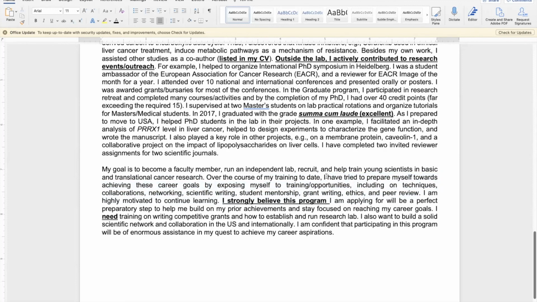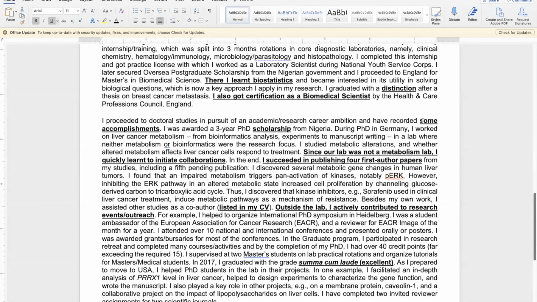But note the use of the word here: I have tried, so that you don't say that you are the almighty that can do everything by yourself. You have to demonstrate humility when you communicate too. So you have to use certain kinds of words, certain strategic positions, to emphasize your achievements but to tone it down. Remember also the use of the word here, some accomplishments.